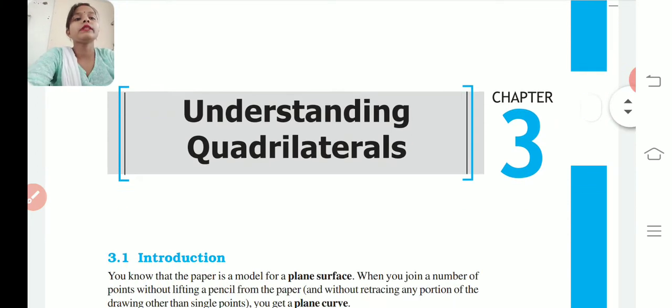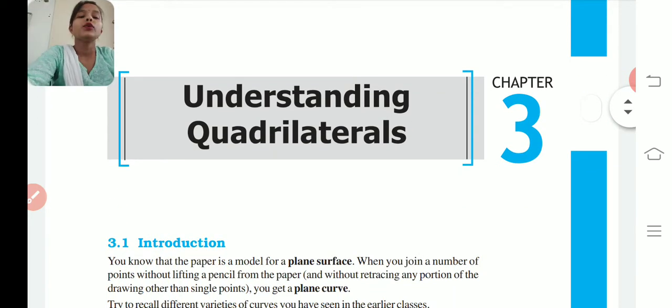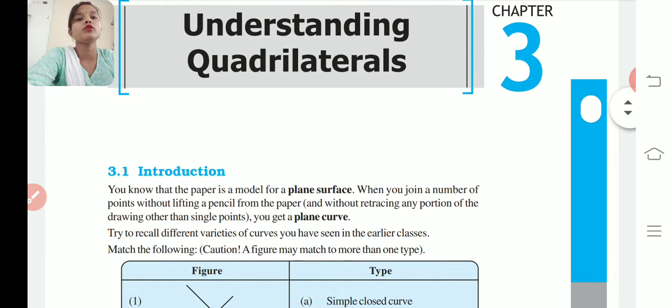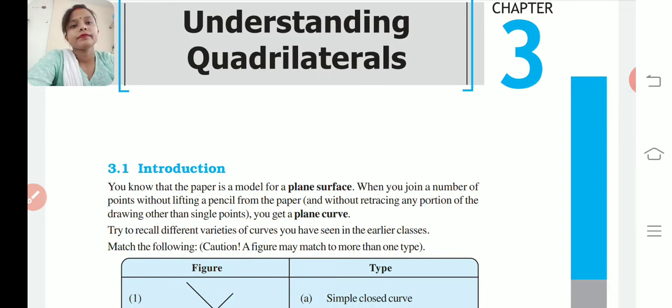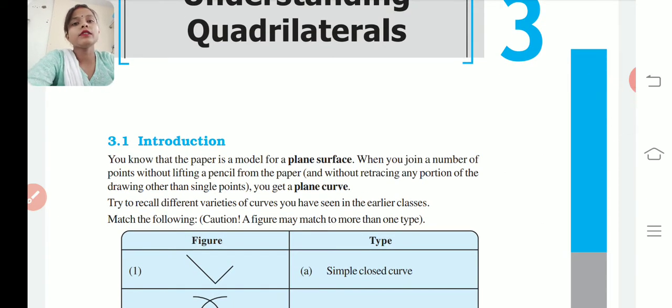This is the time of mathematics class for class 8th. Today in this class we will discuss understanding quadrilaterals, that is chapter number 3 of your NCERT book. Understanding quadrilaterals, chapter number 3. Introduction. Here you can see Introduction 3.1.